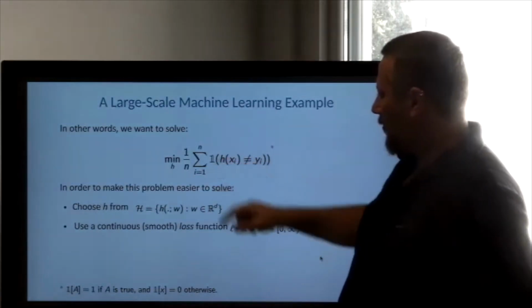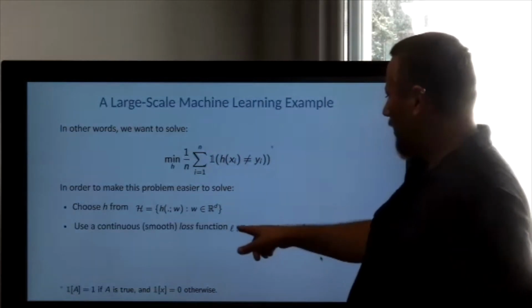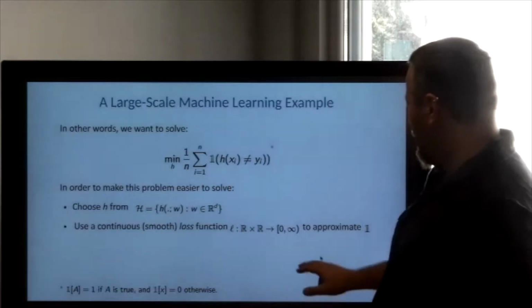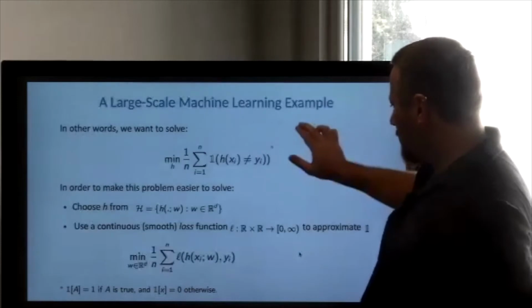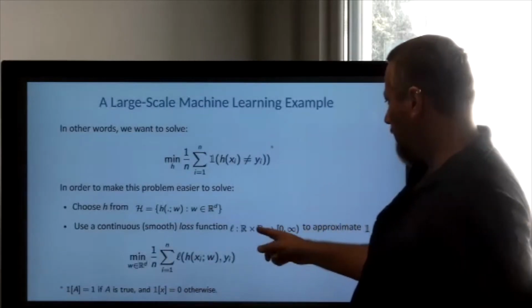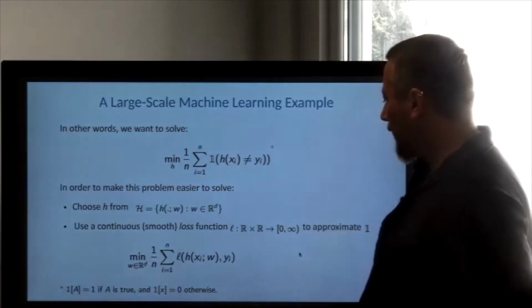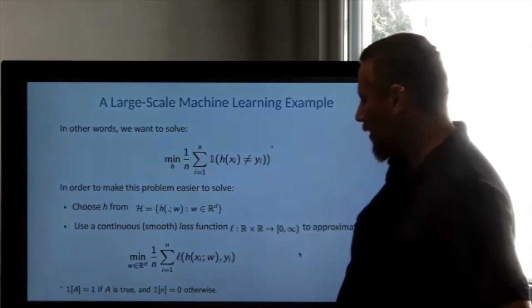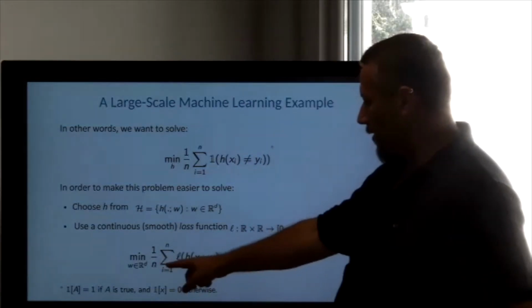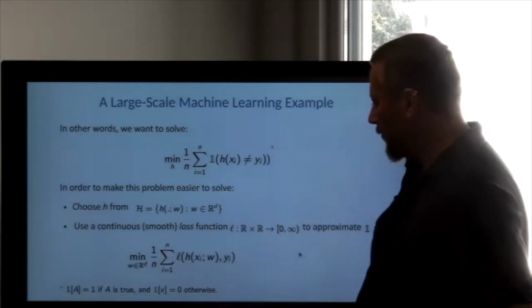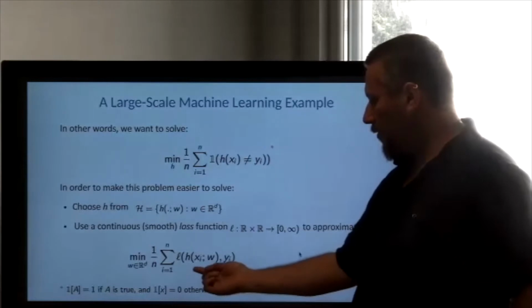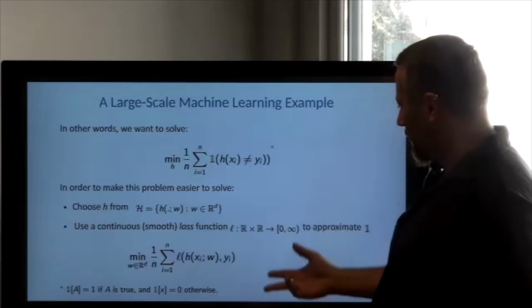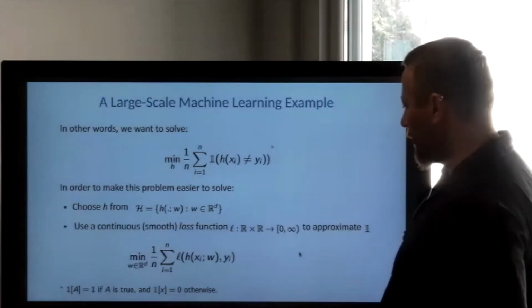So instead of this fancy 1 function, we are going to use an L for a loss function, such that it approximates this function 1, and we turn this optimization problem into this one. So we want to minimize over these parameters, find the right parameters to minimize this function, where the function is continuous and hopefully differentiable. And we are going to look at ways to minimize these functions.